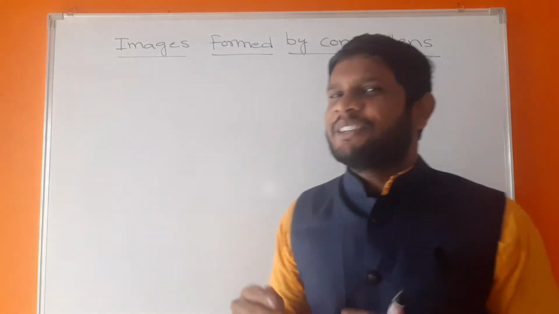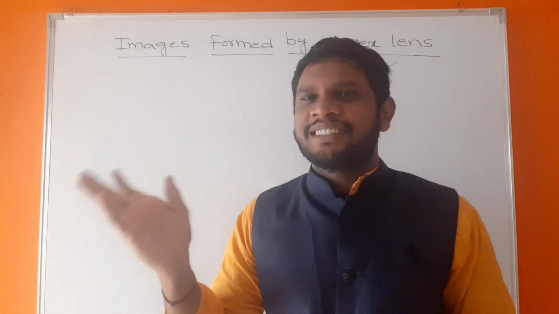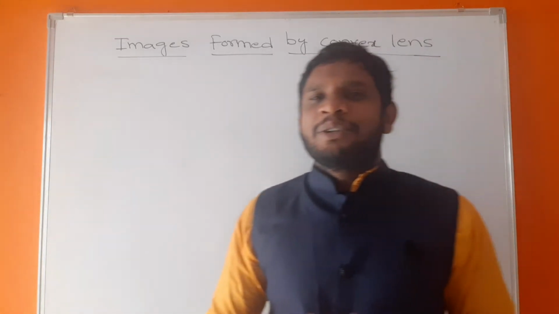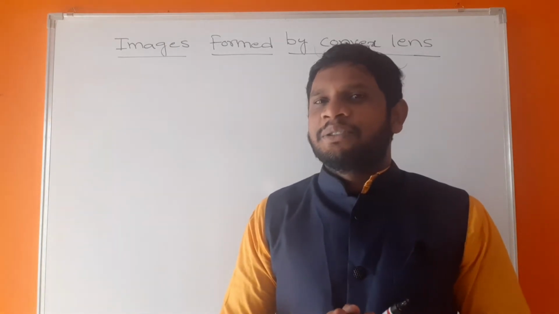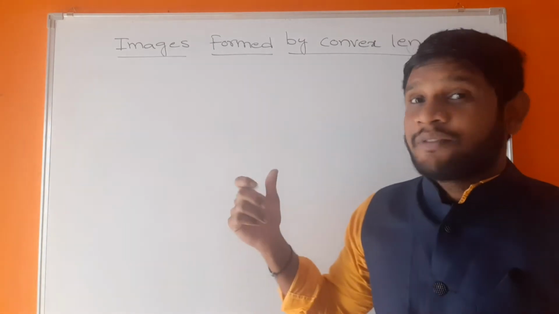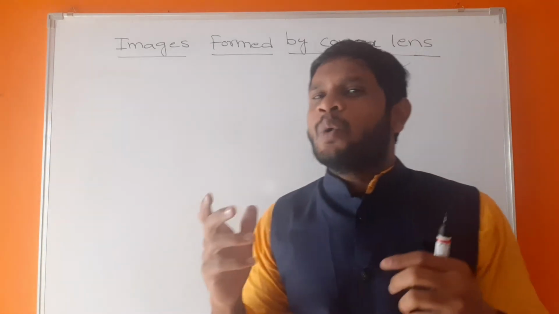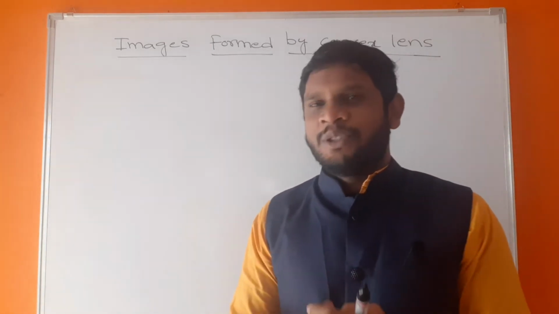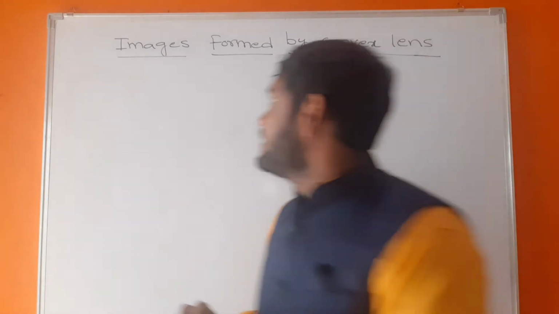And today I'm here to explain images formed by convex lens. So we have six cases. In these six cases we place the object at different positions in front of the convex lens, so that we can see how the images are going to be formed. So let us have a look.